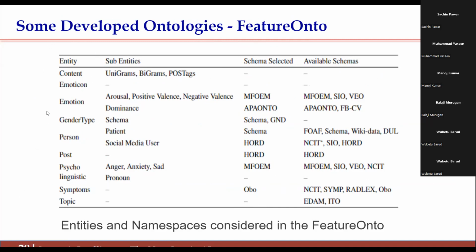For example, for emotion and dominance, we have taken from APA-ONTO. Similarly, for arousal, positive valence and negative valence, we have taken from MFO-EM. We had 3 different available schemas to choose from, and we have chosen MFO-EM for these particular classes of emotion. This is a partial list of entities and namespaces that have been considered for the feature onto.